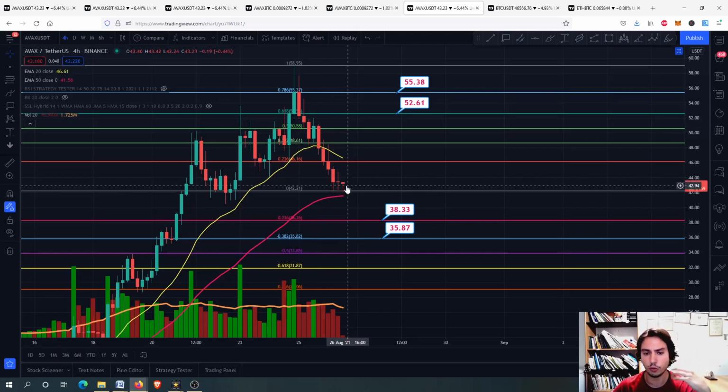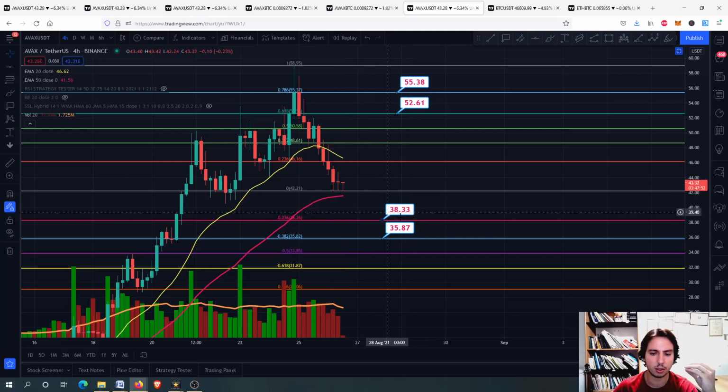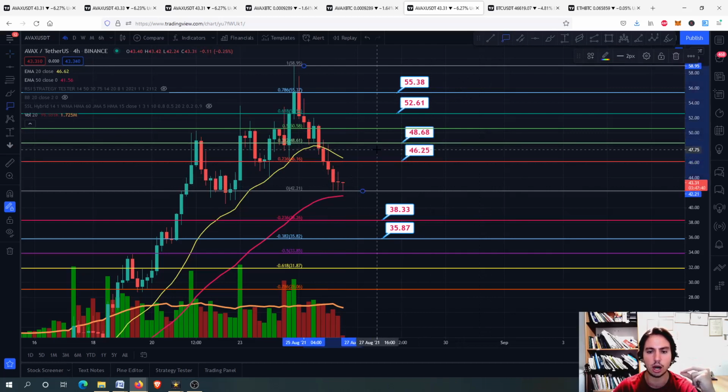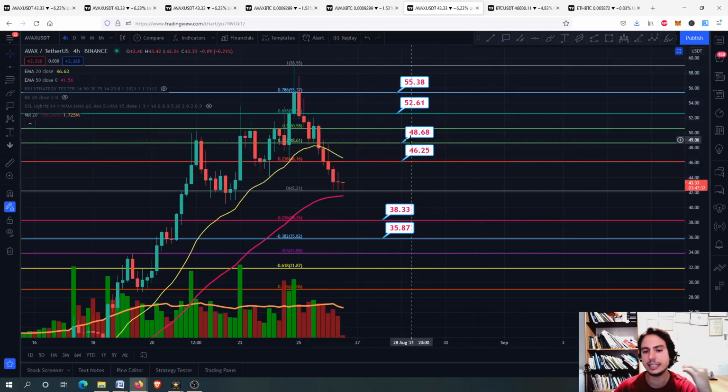So for now, we are holding this price level pretty well, the 42, and we want to see whether we will close down from the 42 or not here on AVAX. It looks like we have found some strong support levels right there. The first target that we should be looking at is 46 in case we go upwards, and 48.68 around this area, 46 Tether USD for AVAX.